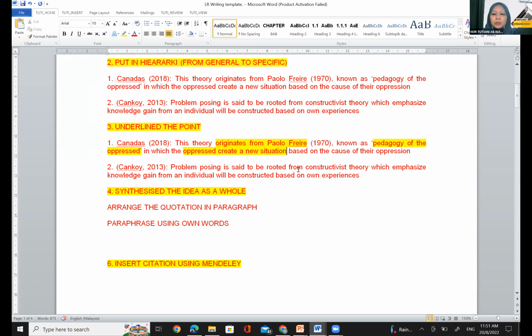Problem posing is said to be rooted from constructivist theory. So these will be the keywords. They emphasize that the knowledge gained by an individual will be constructed based on their own experiences. Meaning, based on constructivism, knowledge is only built from your own experience. Being told a story doesn't work. You must do it, you must experience it, then you get the knowledge. That is constructivist theory. So these are its keywords.